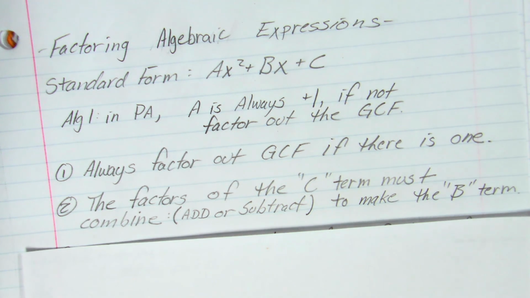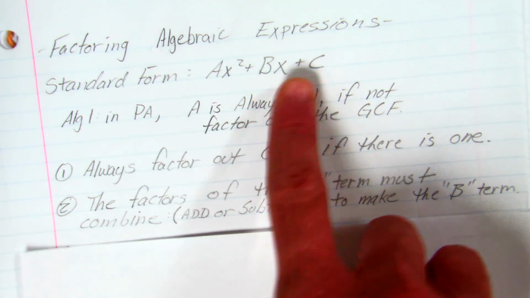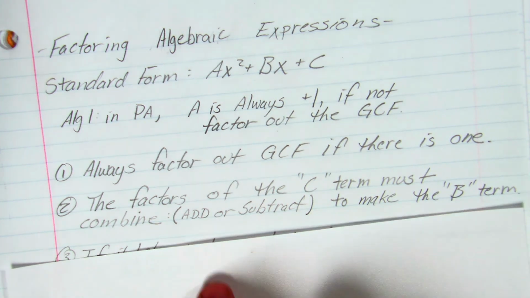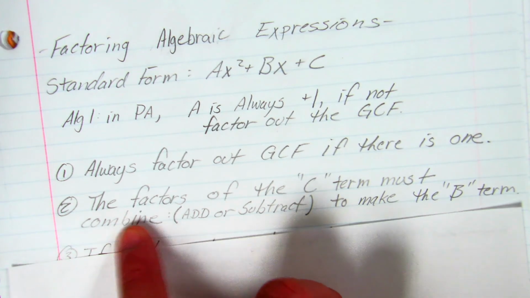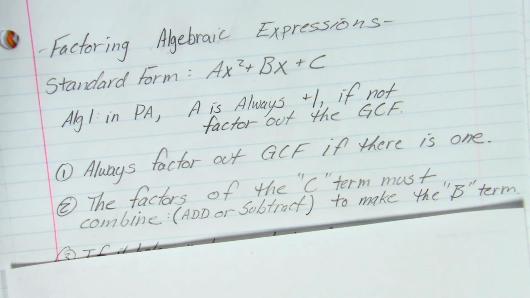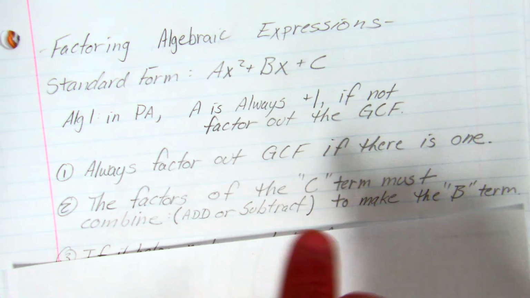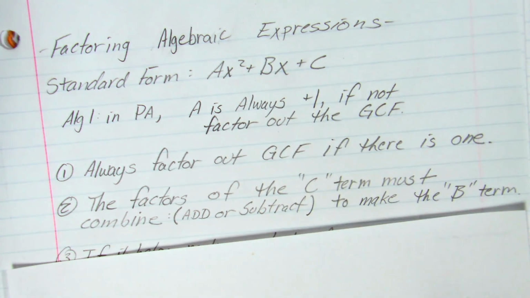Now, the factors of the c term. What you're going to do is look at the c term in standard form. The factors of that term must combine, and I use the word combine because it can be either addition or subtraction. Some problems you're adding, sometimes you're subtracting, but you are always combining to make the b term. Again, you're going to see the problem, and hopefully it'll click. When you're looking at it this way, it's kind of hard to do.